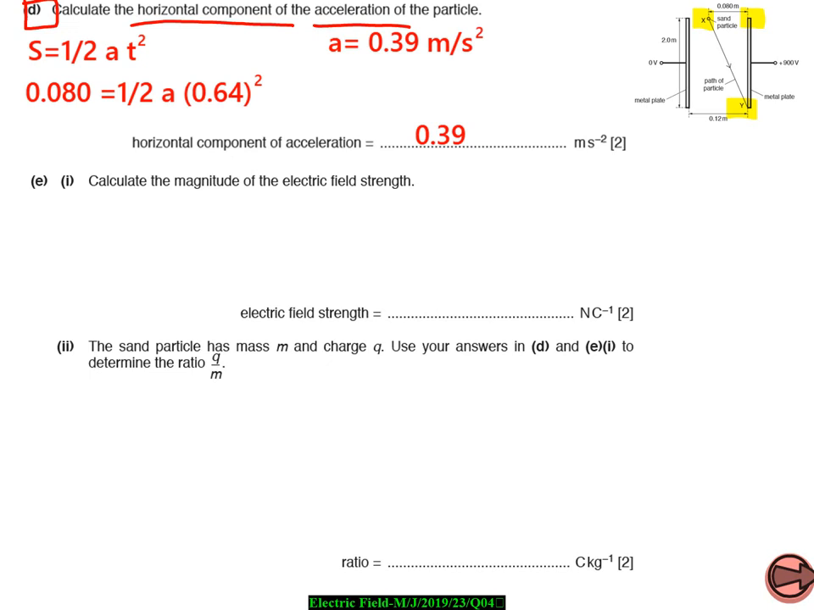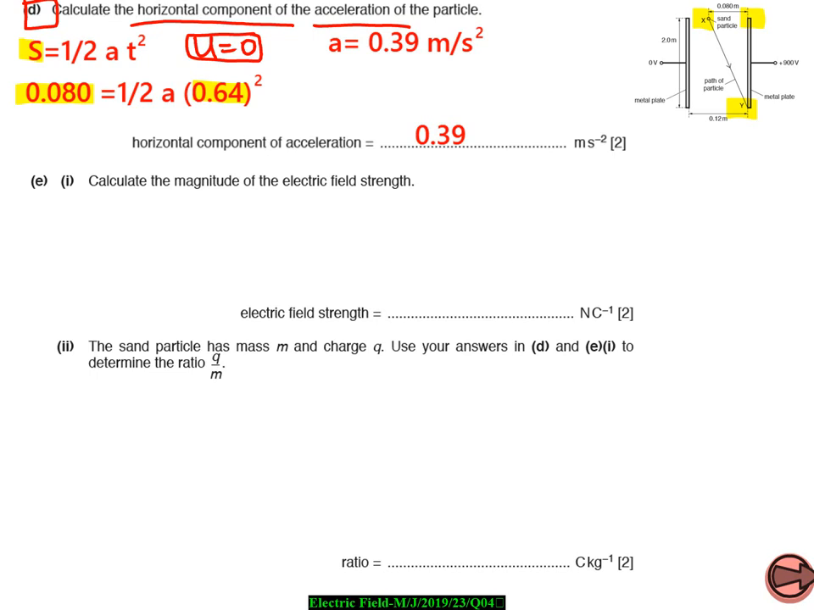As you can see here, what I did is, we have s, the horizontal displacement. We just plug in the value of the horizontal displacement, and this is the value of time we have already calculated. As the particle starts from rest, as I mentioned before, we took u is equal to 0. And we have found the value of the horizontal acceleration. So this is our final answer. This is how we can find it. So let's move on to part E now.